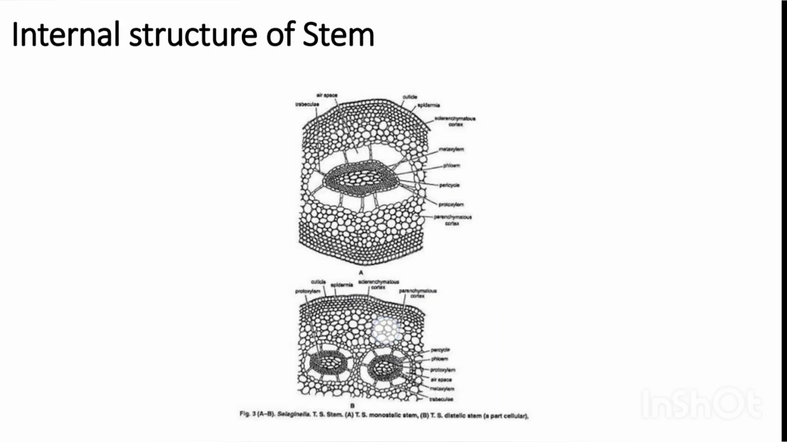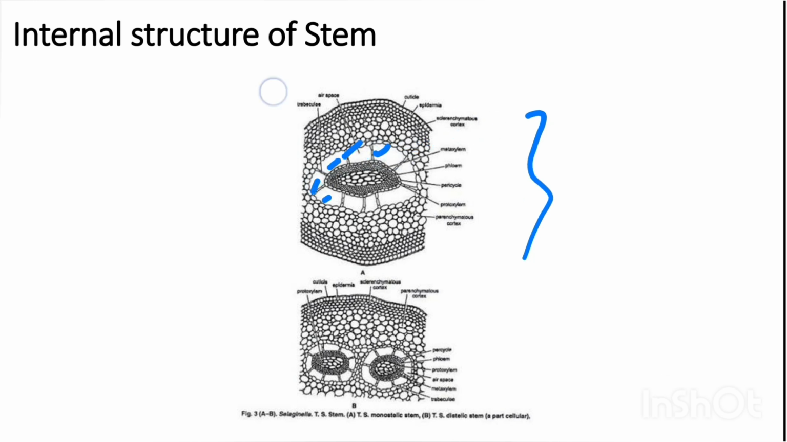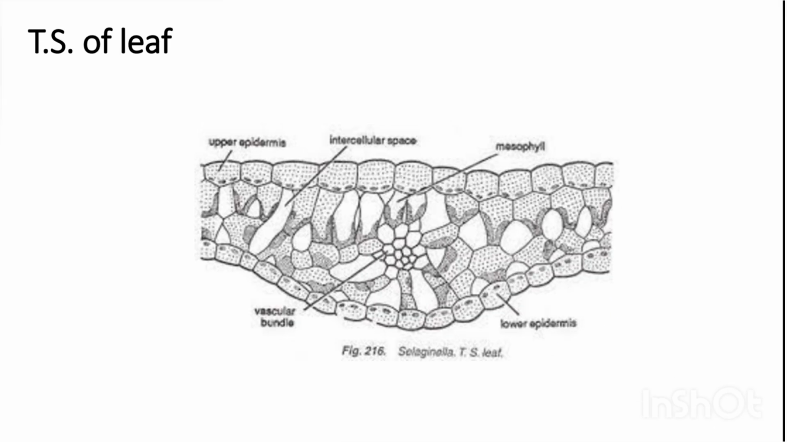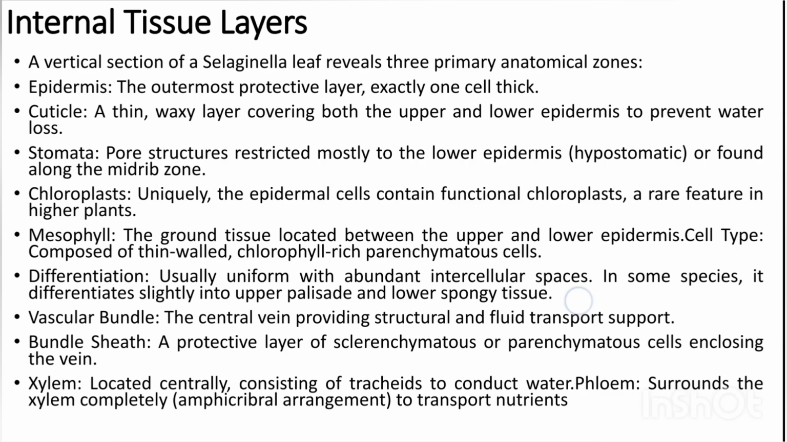Okay, next. So this is the internal structure of the stem. These are the trabeculae, these are air spaces. Okay, and this is the anatomy of the Selaginella stem. Now the anatomy of the leaf, which shows upper and lower epidermis and mesophyll tissues in between the upper and lower epidermis. Intercellular spaces are there with a central vascular bundle.